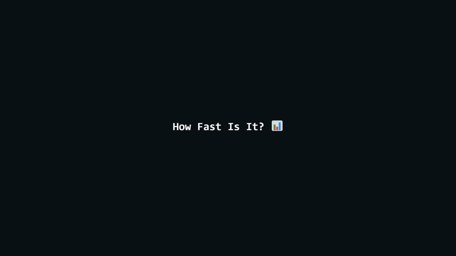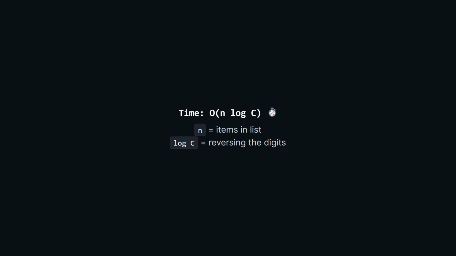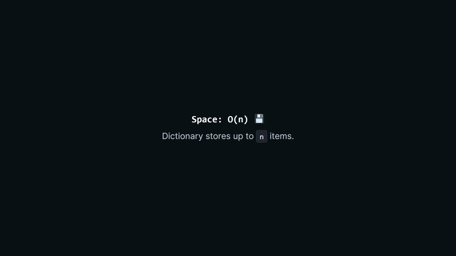Let's quickly talk about how efficient this solution is regarding time and space. The time complexity is big O of n log c. We only walk through the list once, which is the n part. But reversing each number takes a tiny bit of extra time, proportional to its number of digits, which is the log c part. The space complexity is order n. This is because in the worst-case scenario where literally nothing matches, our dictionary will have to store a separate entry for every single item in our list.